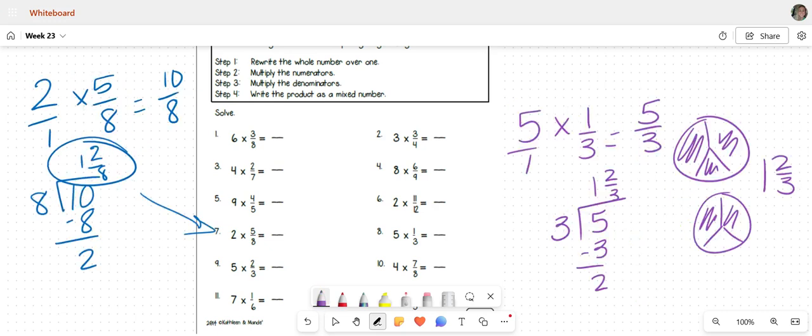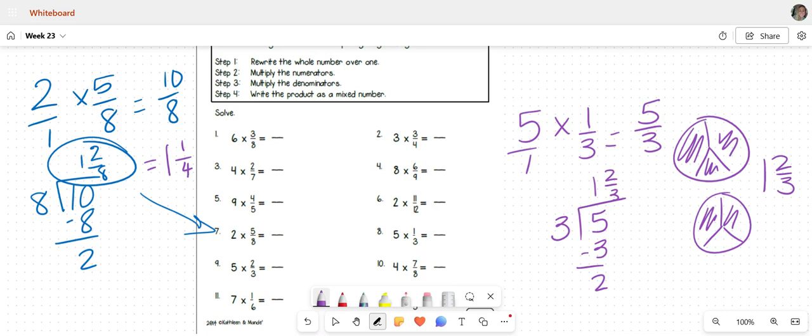All right, number 7, 2 times 5/8. So 2 times 5 gives you 10. 1 times 8 is 8. Divide your numerator by your denominator. 8 can go into 10 one time. So 1 times 8 is 8. Left us with 2, so 1 and 2/8. You don't have to simplify it, but for those of you that really wanted to, 1 and 2/8 is equal to 1 and 1/4.